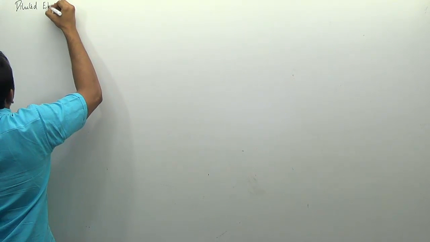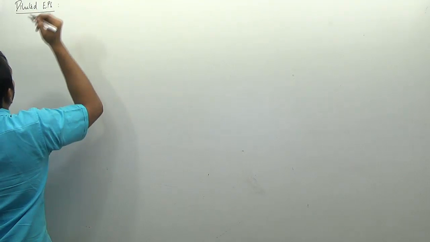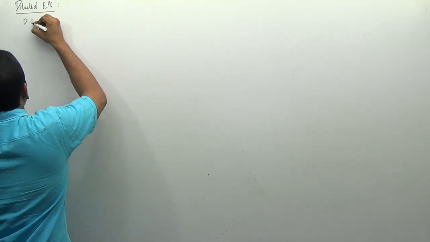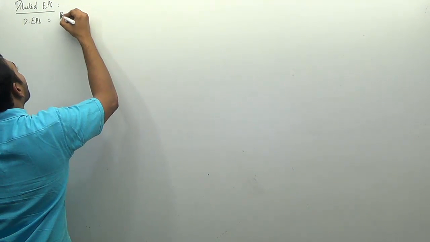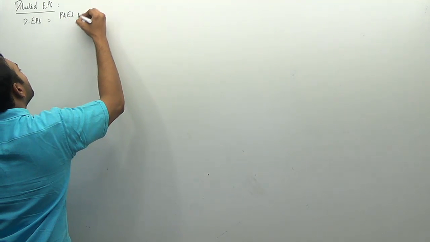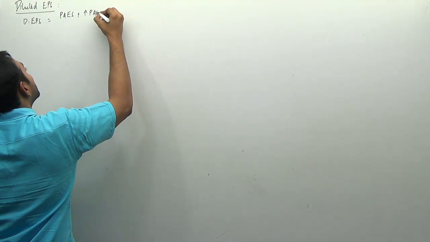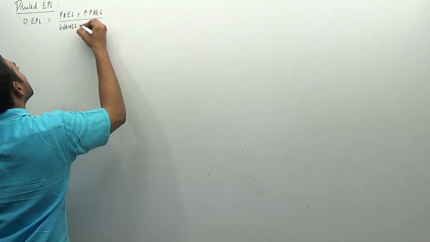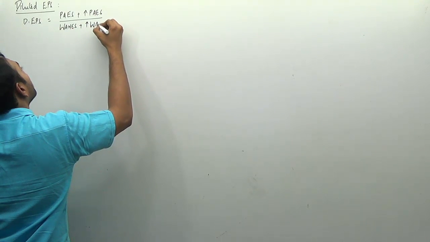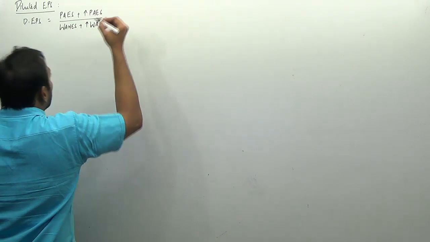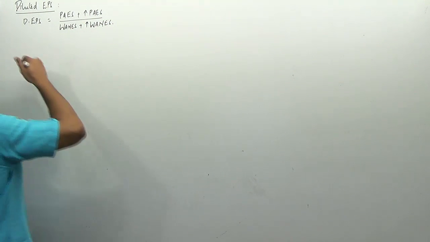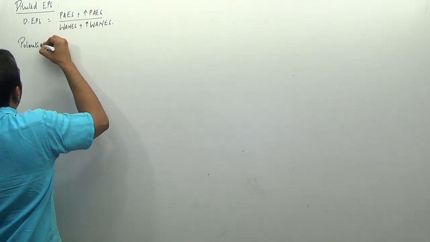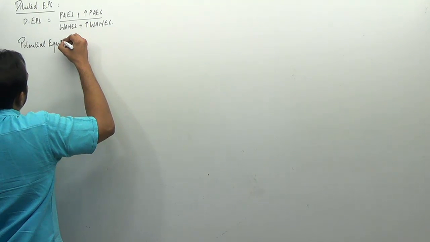In calculating my diluted EPS, simple calculation guys, your DEPS is equal to PAT plus increase in PAT, divided by WANES plus increase in WANES. First question arises, why will your PAT and WANES increase? My PAT and WANES will increase because of potential equity shares.